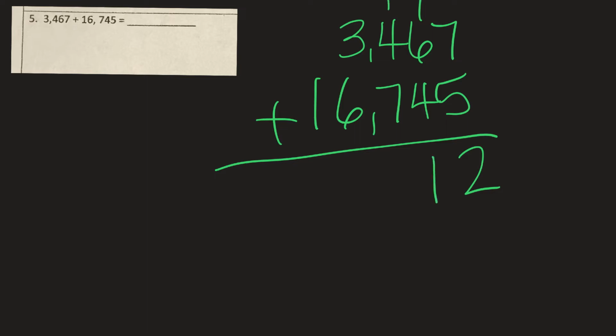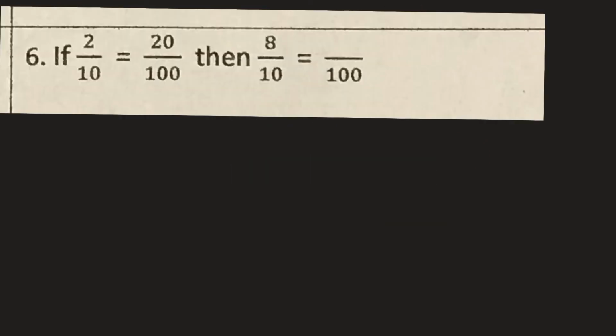So write the 1, carry the 1. 7 plus 5 again would be 12 again. Write the 2, carry the 1. 6 plus 1 is 7, plus 3 is 10. Carry that 1. So my answer is 20,212.